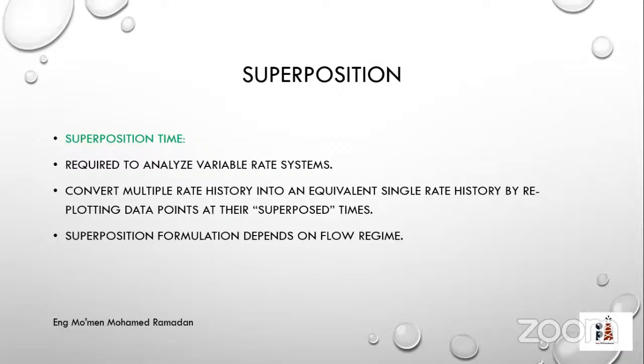What it does is convert the multiple rate history into an equivalent single rate history, by replotting the data points as a function of their superposed time, not the regular time that we know. So the formula of the superposition time depends on the flow regime.